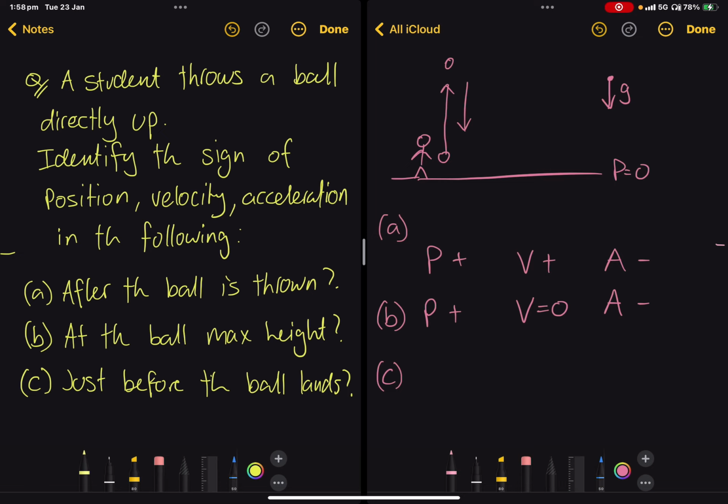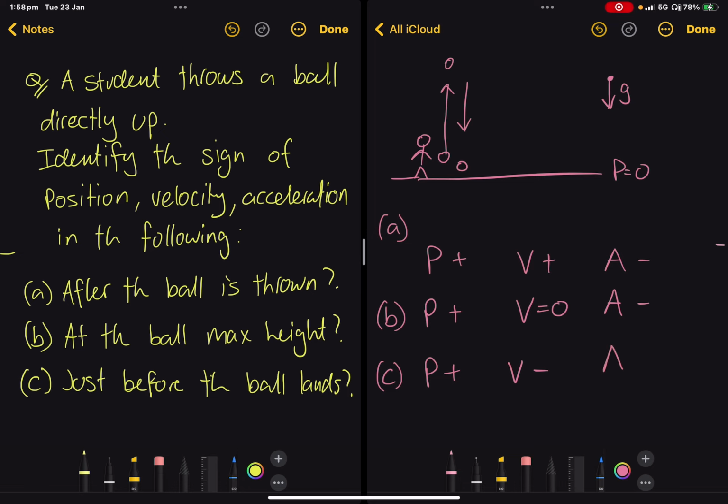And then in case C, just before the ball lands, the position from our reference frame is still positive because just before the ball lands, it's still above the ground, right? So its position vector is still slightly positive. The velocity is now negative. So the ball is now going down. If it's moving down, the velocity is considered to be negative.